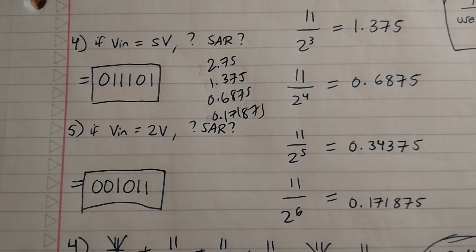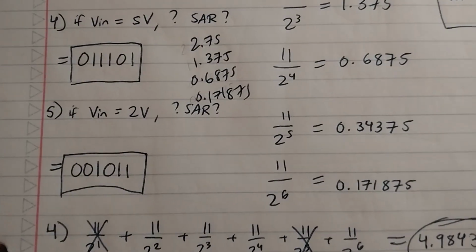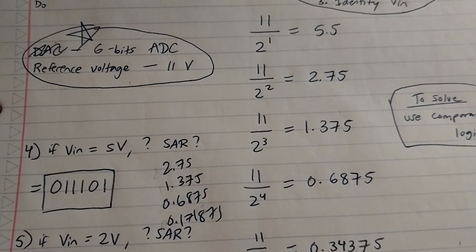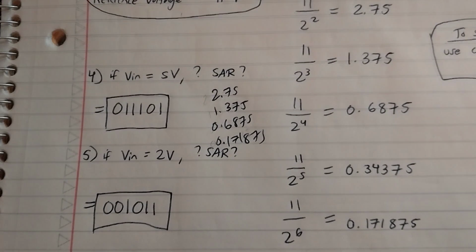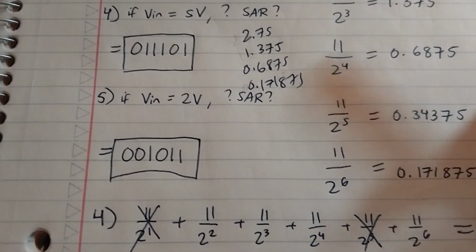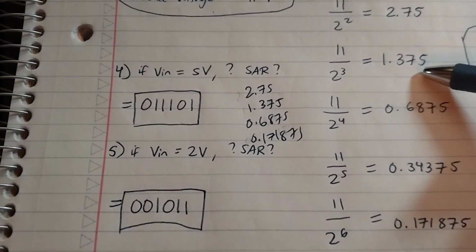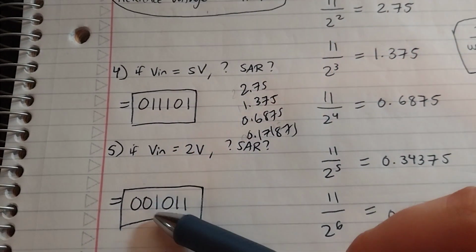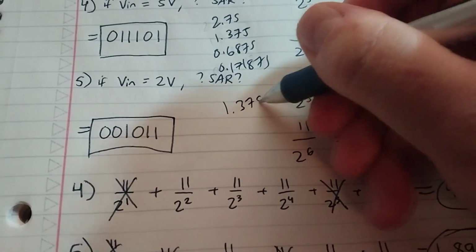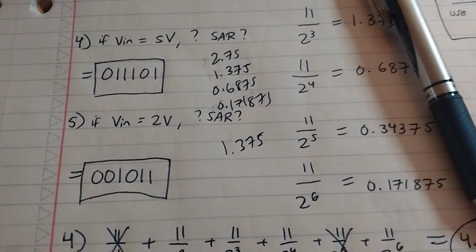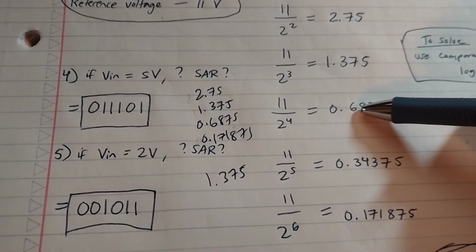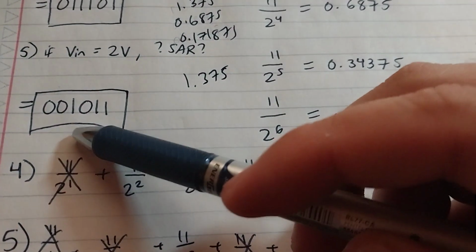The same thing can be said for number 5. If Vn is now 2 volts, we have a much smaller starting point, which knocks out bits 1 and 2. So we start off with 2 zeros in the binary output. When we get to bit 3, we see that 1.375 is less than 2, so we keep it and we move on. I'm going to write that there. So 1.375. And then, if we added 1.375 with 0.6875, that would be more than 2, so we put a 0 in its spot and we move on.